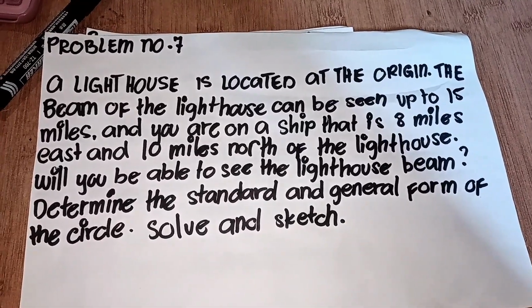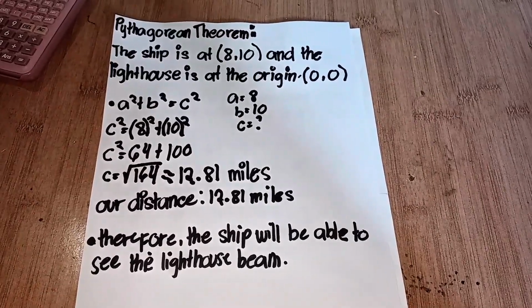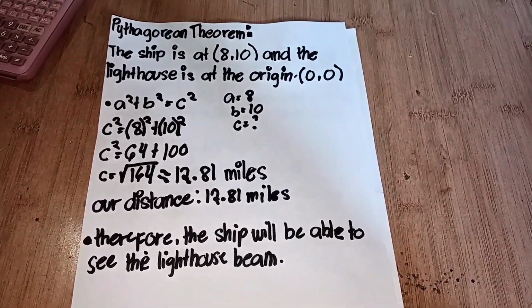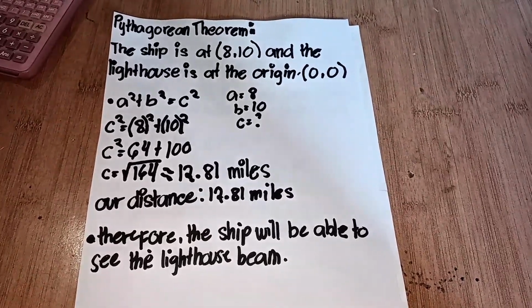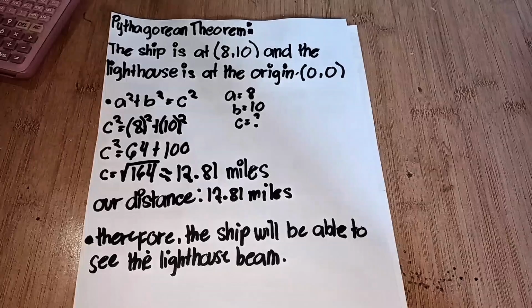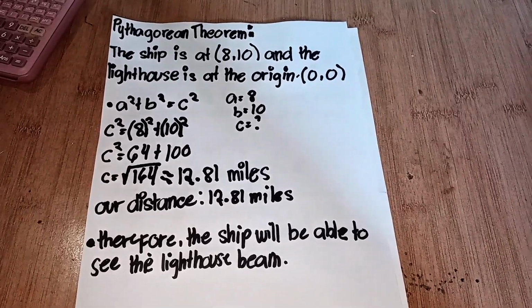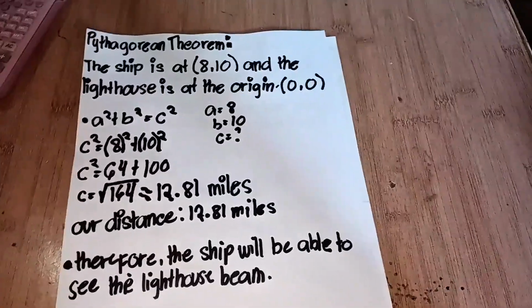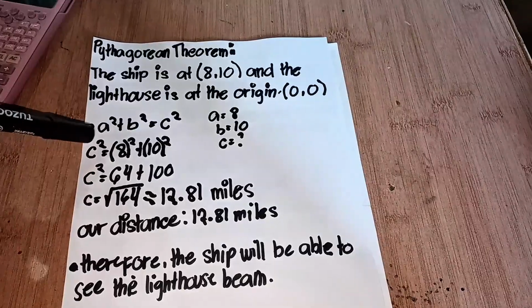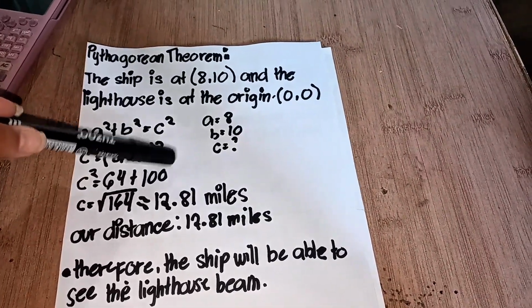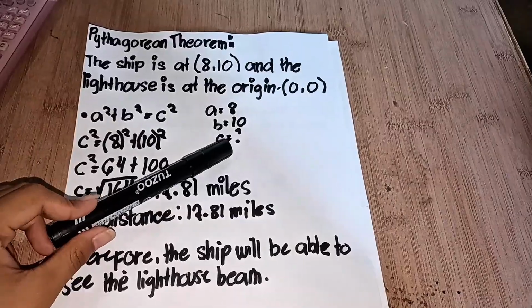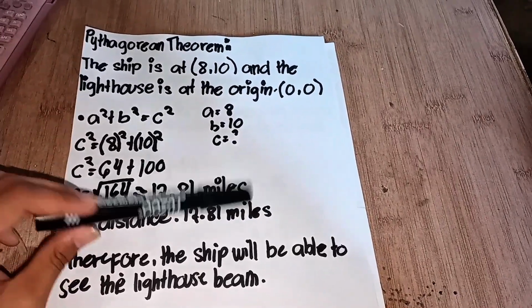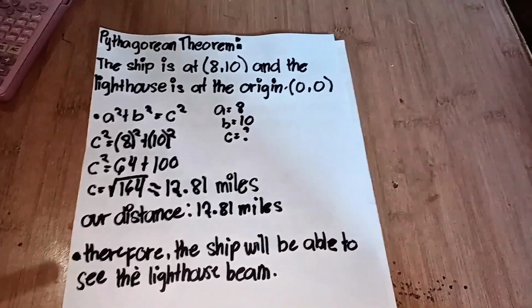Solve and sketch. To check if our ship's position is inside the circle, we are going to use the Pythagorean theorem. The ship is at (8, 10), the lighthouse is at the origin (0, 0). So a squared plus b squared equals c squared. Our a is 8 and our b is 10, so we are going to solve for c because c is unknown.